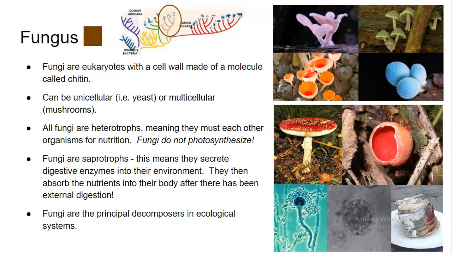And the way they do that is through this means of saprotrophic digestion. So a saprotroph is an organism that secretes digestive enzymes into their environment. A fungus, like this mushroom, doesn't have a mouth. It can't actually physically consume something. So instead what it does is it secretes acid out in its environment, these enzymes that digest the food around it, and then it absorbs that food through its cells. So this is a form of external digestion. Fungi are the principal decomposers in the ecological world.